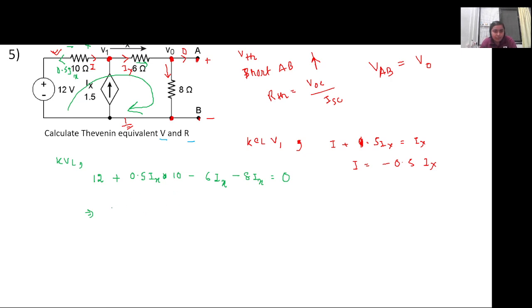So it will be 12, if we take all of this on this side, minus 5 Ix, 6 plus 8 is 12 Ix equal to 0. Sorry, so 12 minus 5 is, sorry, 6 plus 8 is 14, not 12.